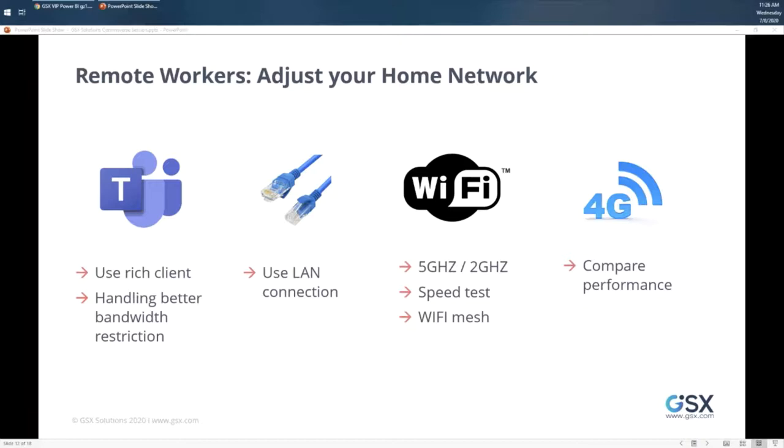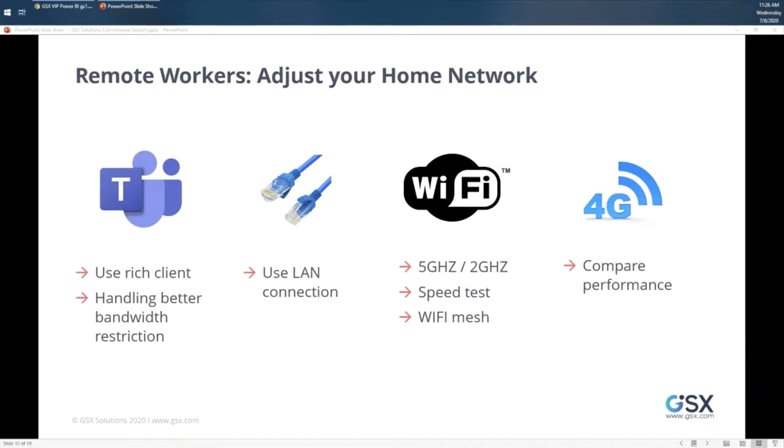As well, the other tip, if people cannot use LAN and have to be far from their router, is to use a Wi-Fi mesh. There are plenty of systems, Google provides some, Amazon as well, that basically repeat the signal in the other rooms. So that can be interesting as well.